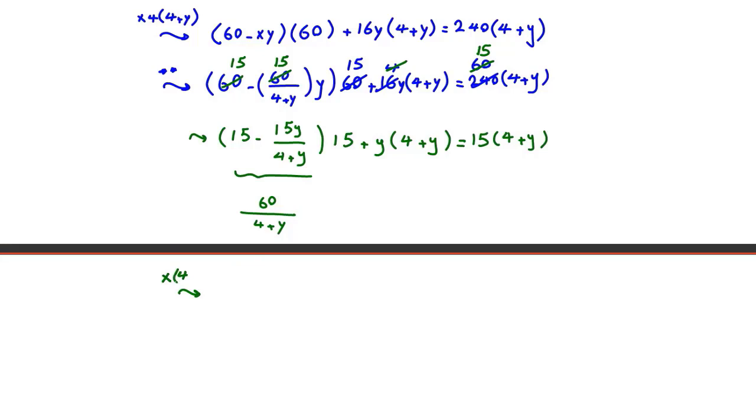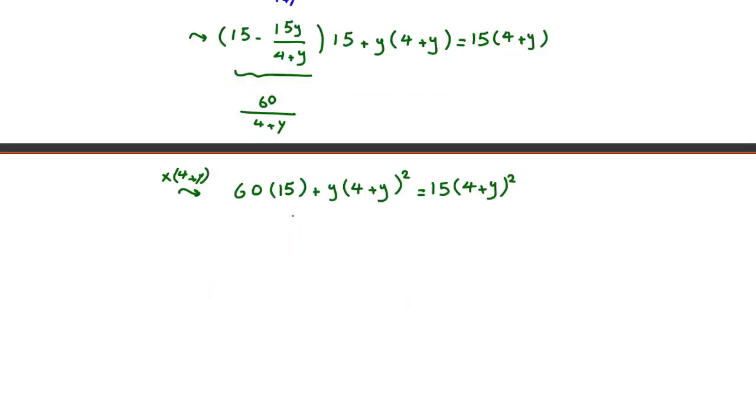and let's multiply both sides by 4 plus y. It will be 60 times 15 plus y times 4 plus y squared equal to 15 times 4 plus y squared. Now in the next step, 60 times 15, 900, plus y times 16 plus y squared plus 8y equal to 15 times 16 plus 8y plus y squared.